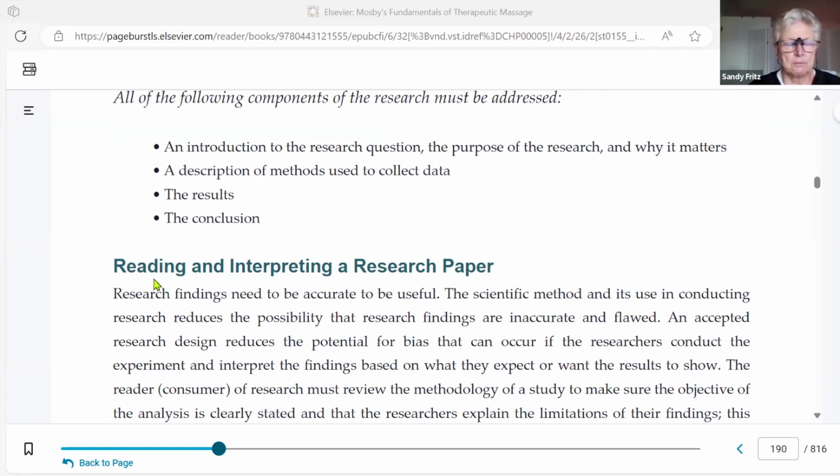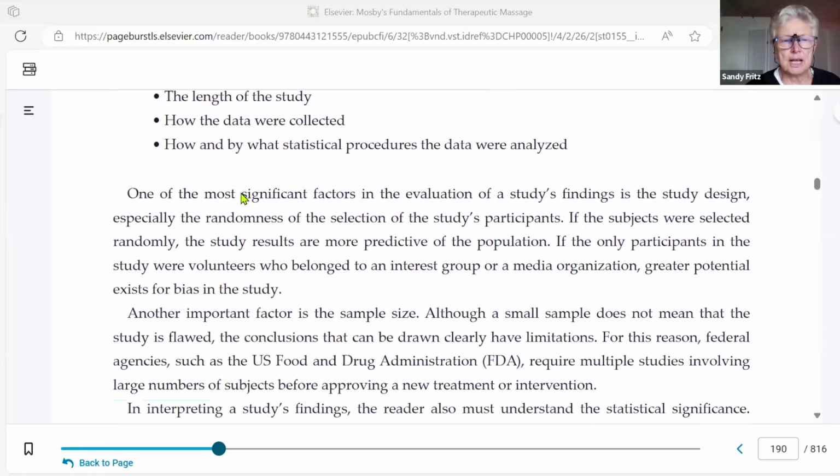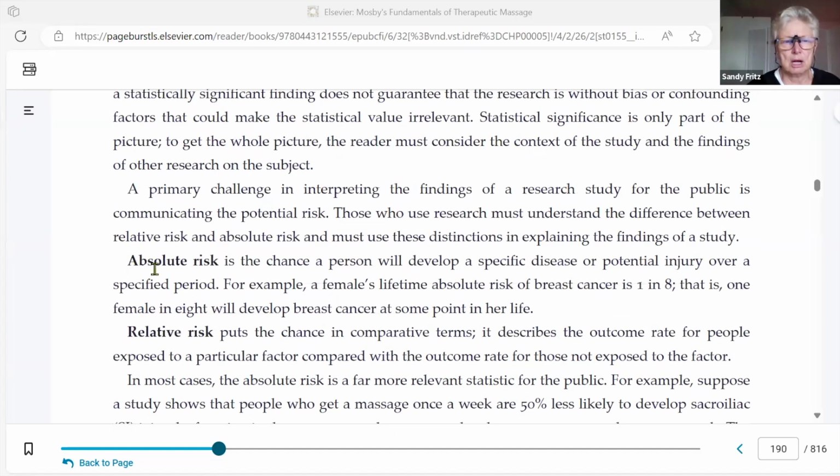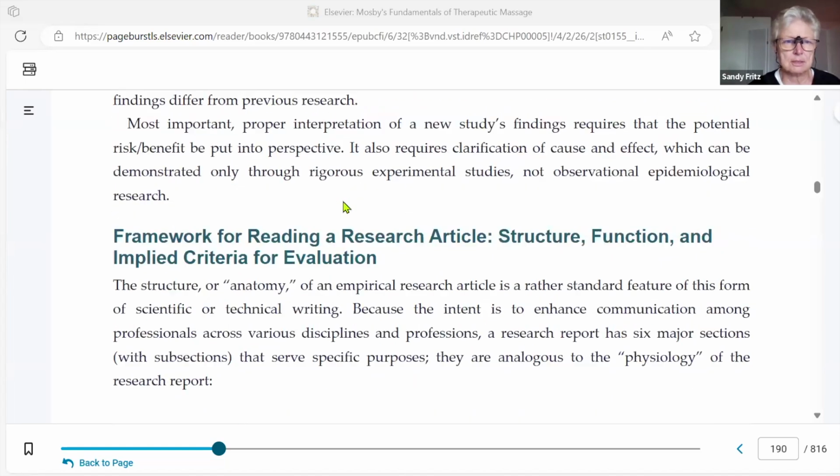The reading and interpreting of a research paper now is more relevant for how you are going to grow as a massage professional. So the guidelines here are a little bit more about what makes research valid and usable and something that you can have a level of trust in or confidence in. So here's a little framework.